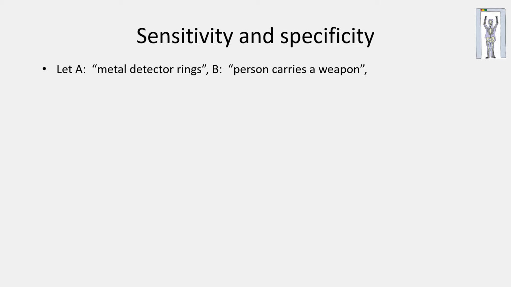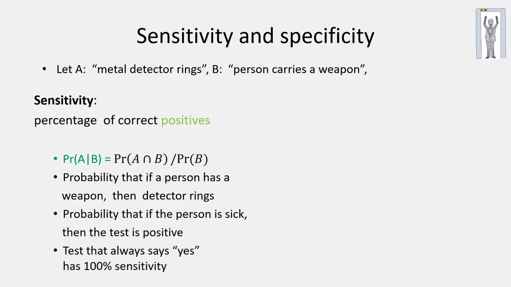So in statistics, people often use the terminology sensitivity of a test and specificity or selectivity of a test. And here's how it comes in. Let event A be that the metal detector rings, and event B be that the person carries a weapon. So sensitivity is a percentage of correct positives.